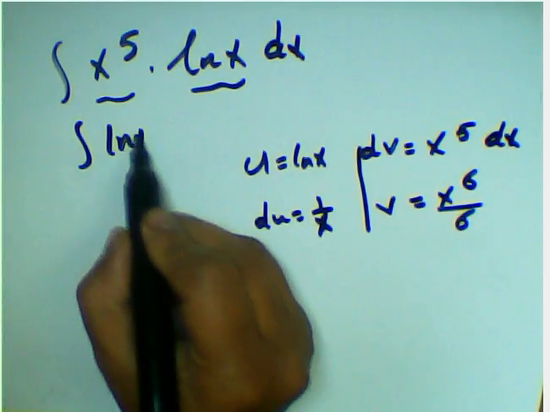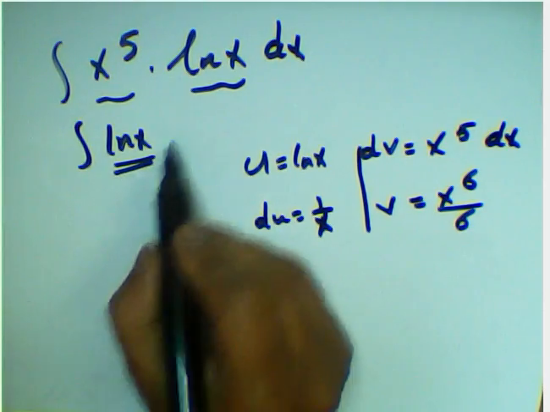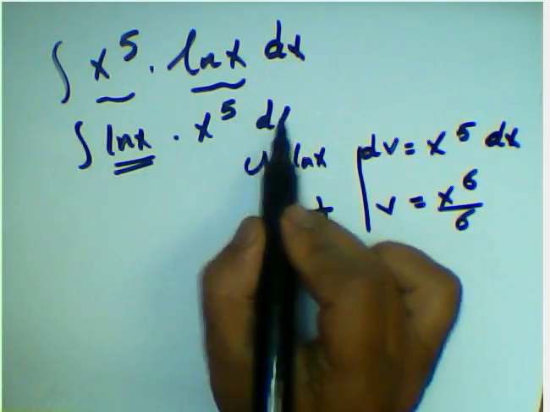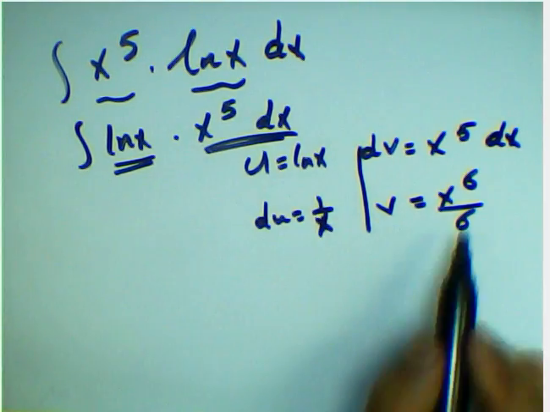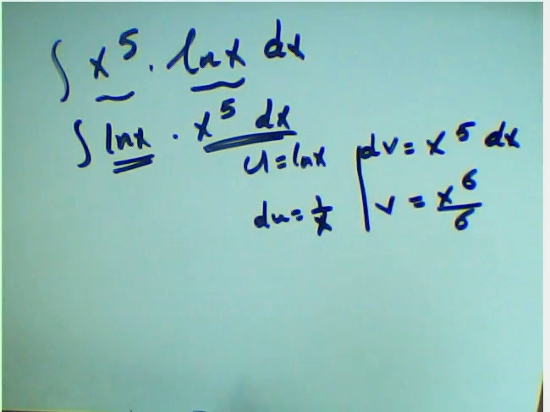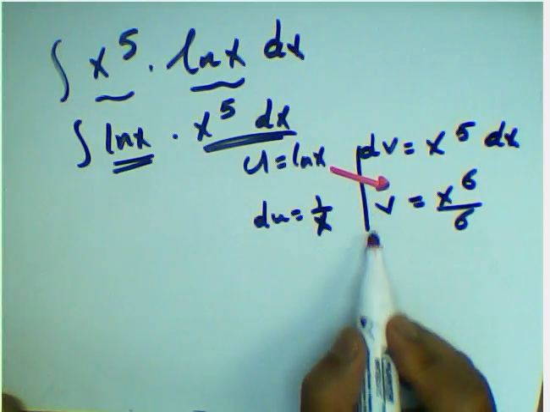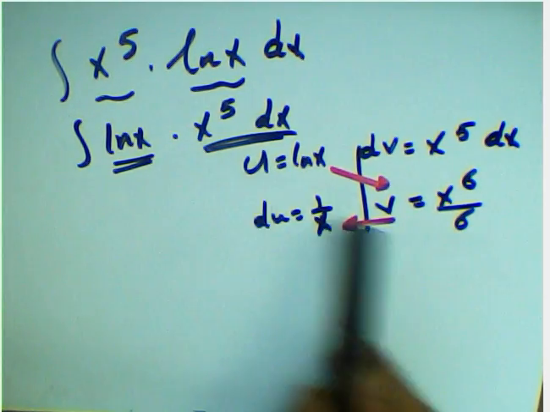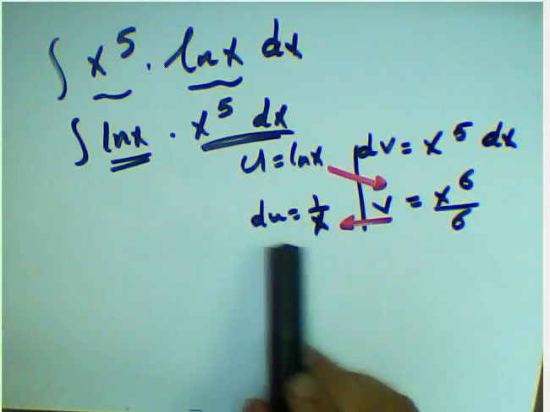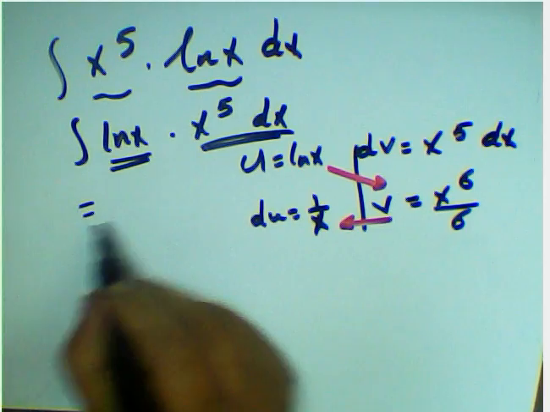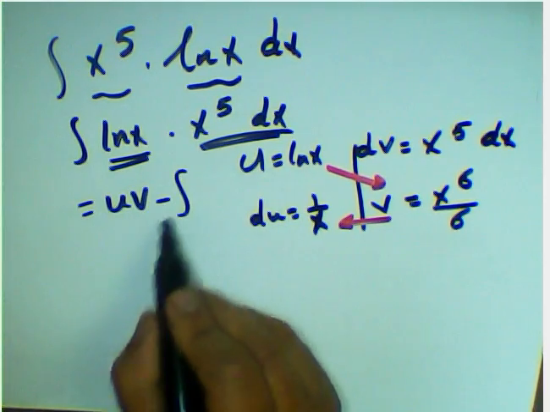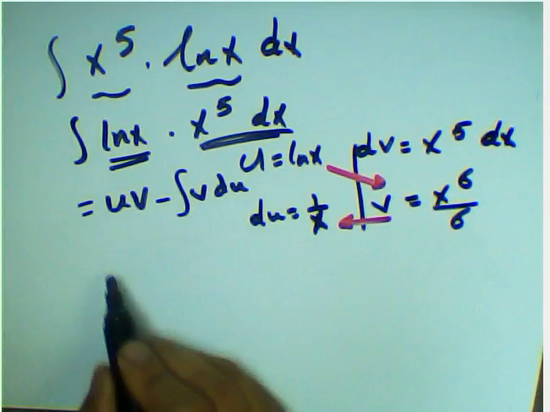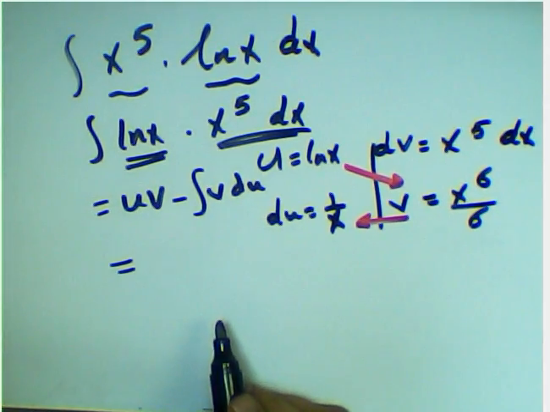Again, we choose ln of x to find its derivative, and x power 5 dx to find its integral. Then we can use the rule between them: u multiplied by v, subtract the integration of v du. This is the rule for integration by parts: uv minus the integration of v du. Okay, now apply this rule to find the result.